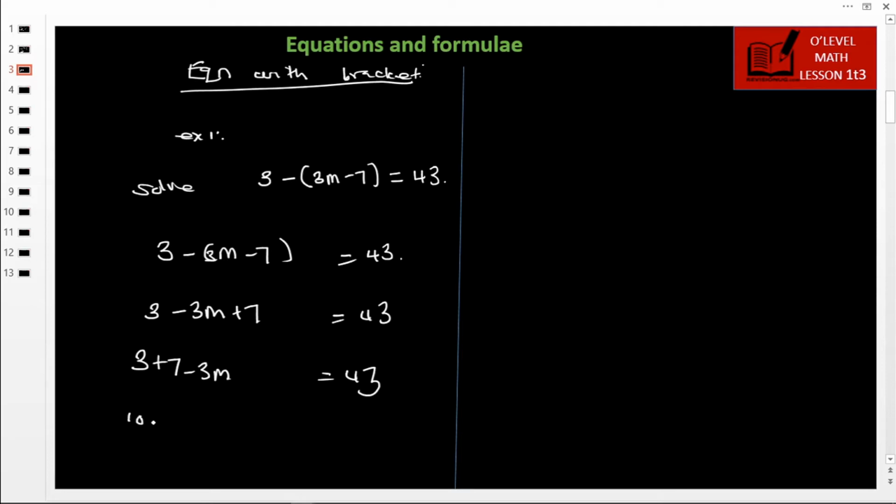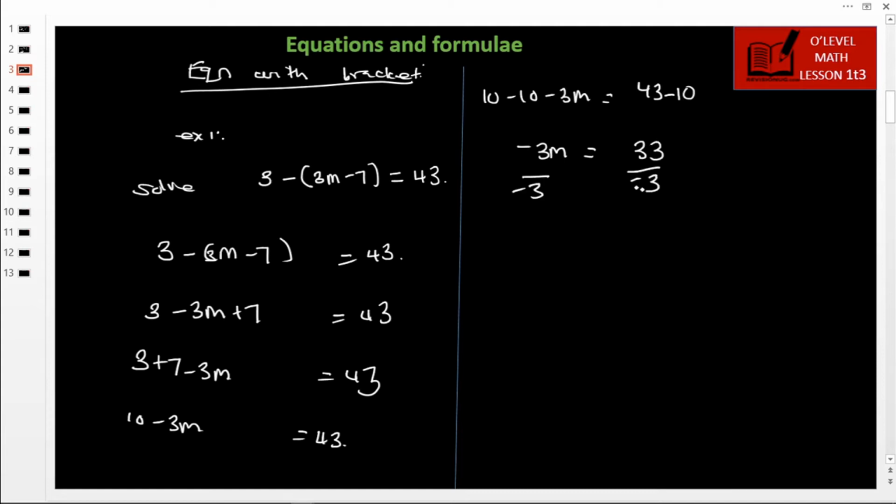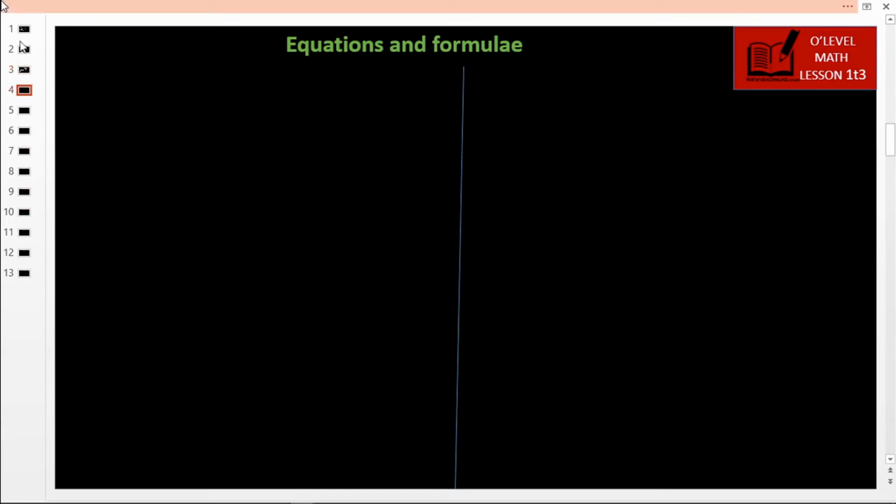So this is 10 minus 3m giving us 43. So it is now 10 minus 3m is equal to 43 minus 10. Therefore we have negative 3m giving us 33. We divide by negative 3, divide by negative 3. So negative 3 by negative 3, we get our m positive. Then 33 divided by negative 3, we get negative 11. So our m is negative 11.